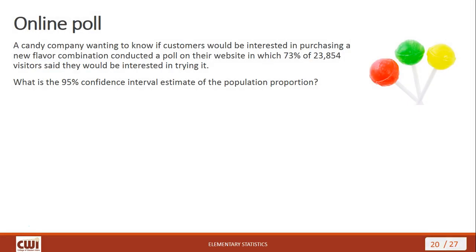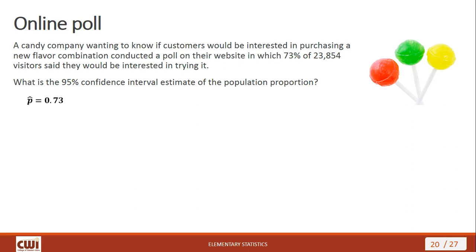First, let's look at another problem to illustrate how we're conducting a confidence interval. An online company wanting to know if customers would be interested in purchasing a new flavor combination conducted a poll on their website in which 73% of 23,854 visitors said they would be interested in trying it. What is the 95% confidence interval estimate of the population proportion?